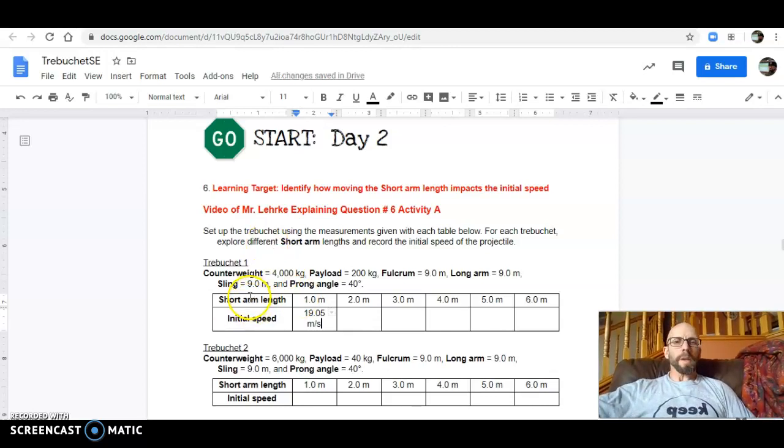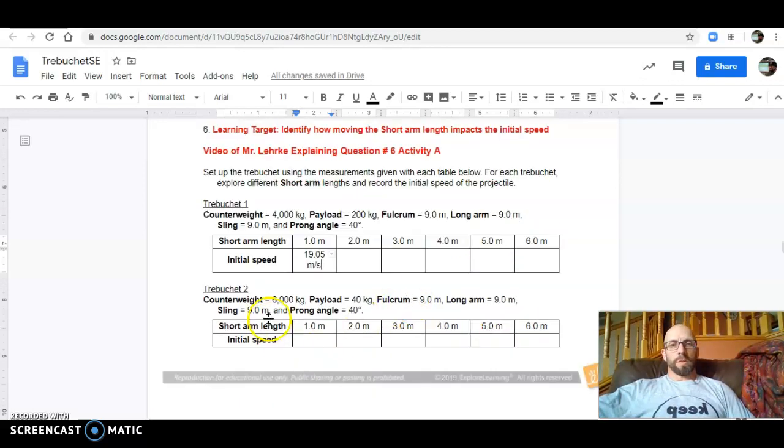Okay, and basically you do that. Now just adjust only the short arm length for 2, for 3, 4, 5, and 6. Then you basically set up Trebuchet 2, but your counterweight is 6,000. Your payload is 40 kilograms, fulcrum 9, long arm 9, sling 9, and prong angle 40. So a few slight changes there. Put in the initial speed for each of those.